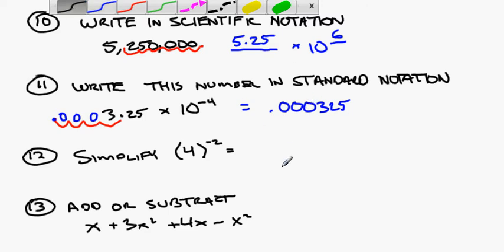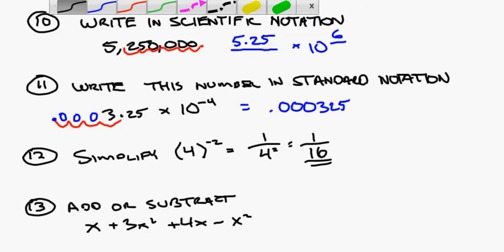All right, going to number 12, 4 to the -2 is equal to 1 over 4 to the +2, and 4 times 4 is 16. That would be my answer there.